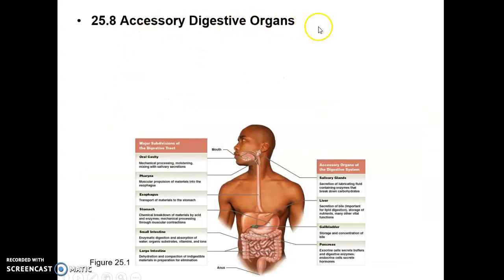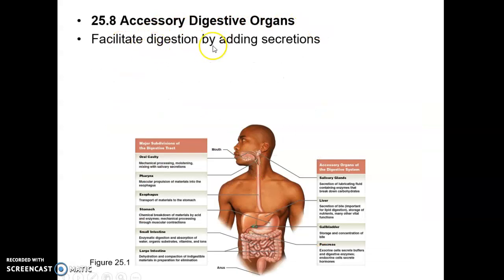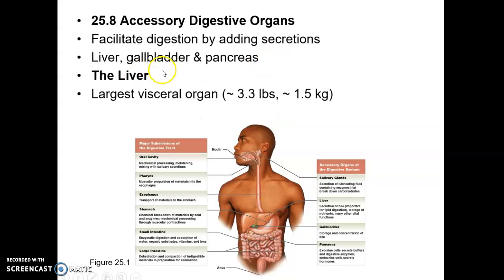Okay, let's get into the accessory gland organs. They facilitate digestion by adding secretions like saliva, salivary glands. Then we have the liver, gallbladder, and the pancreas. And we've talked about these a little bit already. So the liver, huge organ, relatively huge, right? About 3 pounds. It's our largest visceral organ. It has a lot of functions and only a few that we'll consider. Right upper quadrant of your abdominal cavity.